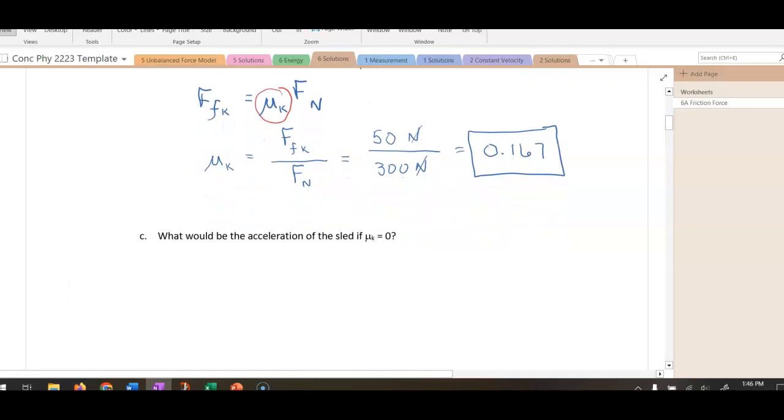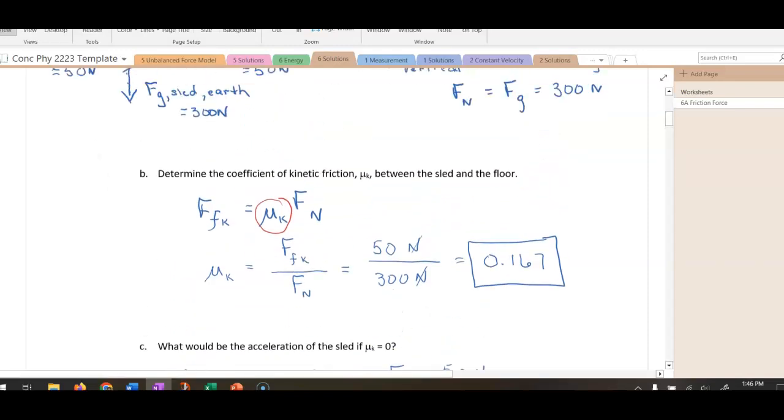What would the acceleration be on the sled if the coefficient was 0? The coefficient being 0 basically means there is no friction force, right? So if there were no friction force, we would just have the applied force in the horizontal direction. So the net force in the horizontal direction would now be the applied force, which is 50 newtons. And we know Newton's second law says that acceleration is the net force divided by the mass.